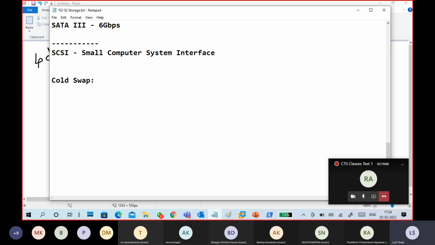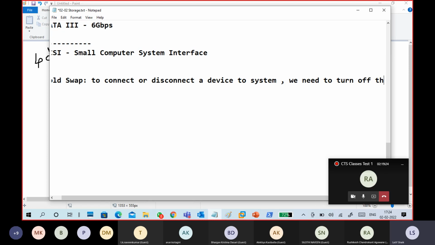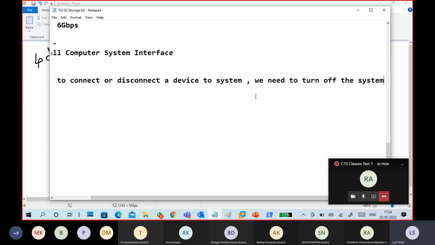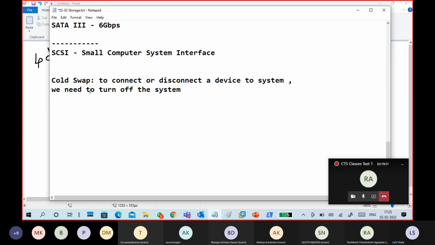Cold swap means to connect or disconnect a device to our system, we need to turn off the system. Only then can you do it. Only when the system is in a turned off condition can we change the devices. Also, we can write it like that: you have to shut down the system to change the devices. You can tell it in different ways.